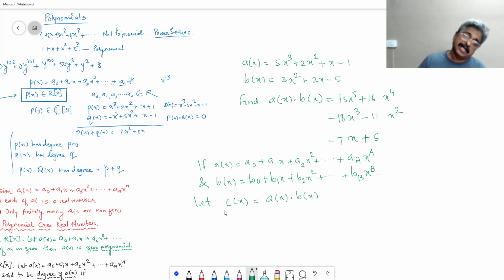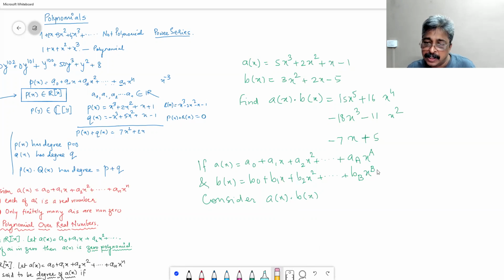Now, can I really write it like this, or I have to prove that c of x is a polynomial? Okay, or let me consider it. Consider then. So I mean, I am actually writing the theorem, but we are not going to do it today. What I want you to do is, okay, what I will do is, I will make this a little easy.